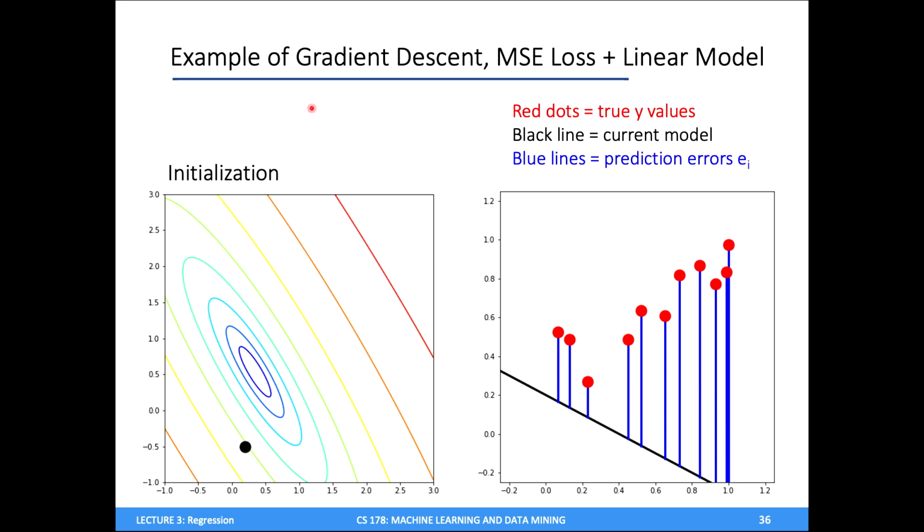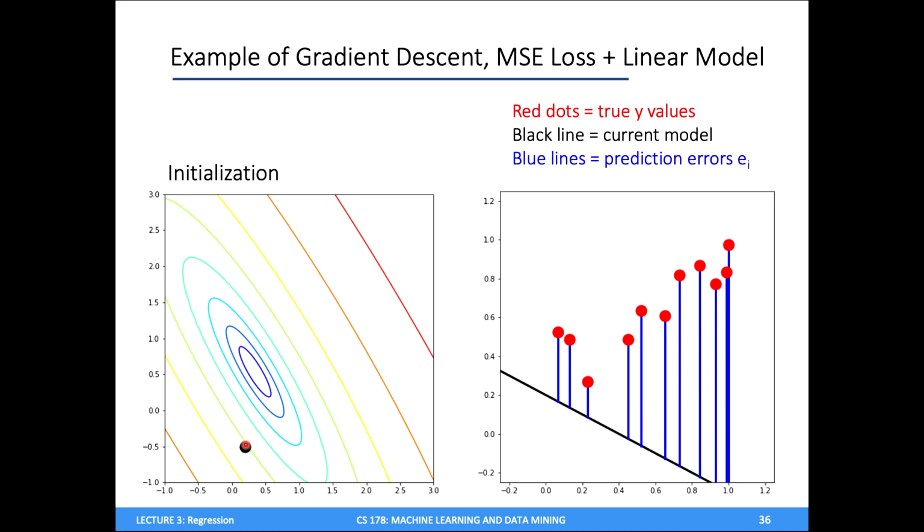And again, the intuition for gradient descent that you should have is you take this black dot and you roll it downhill in this loss surface. On the right-hand side, I'm plotting things in what I'll call the data space. Here, these red dots are my training data points. The x-axis corresponds to the feature, and the y-axis corresponds to the y values. The blue lines correspond to the prediction errors, so how far away my prediction is from those red dots. And the black line corresponds to the current model, i.e. this is the equation of the line corresponding to this black dot for these parameter values.